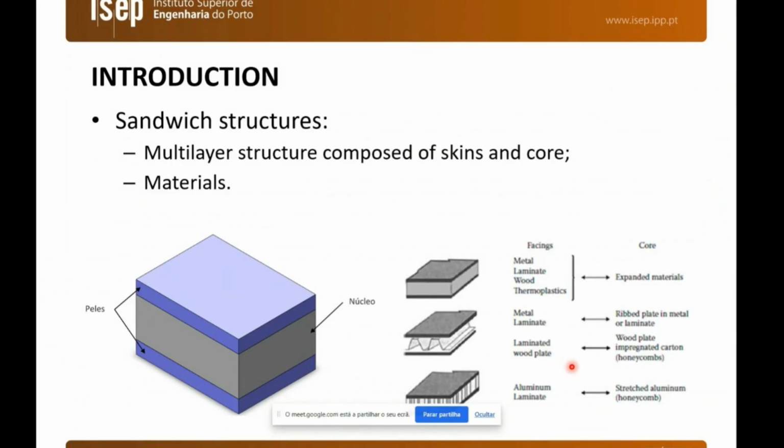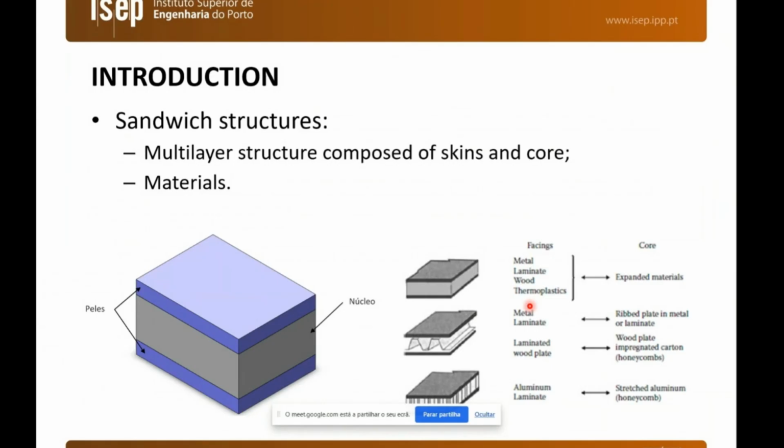As an introduction to sandwich structures, these are composed of a multi-layer structure that has basically 2 skins and a core in between. There are different materials that you can use for both of these components. Usually the skins are stiffer and stronger so that we can have a higher flexural behavior. In terms of the skins, we can have metal, laminate, wood, laminated wood, and aluminum.